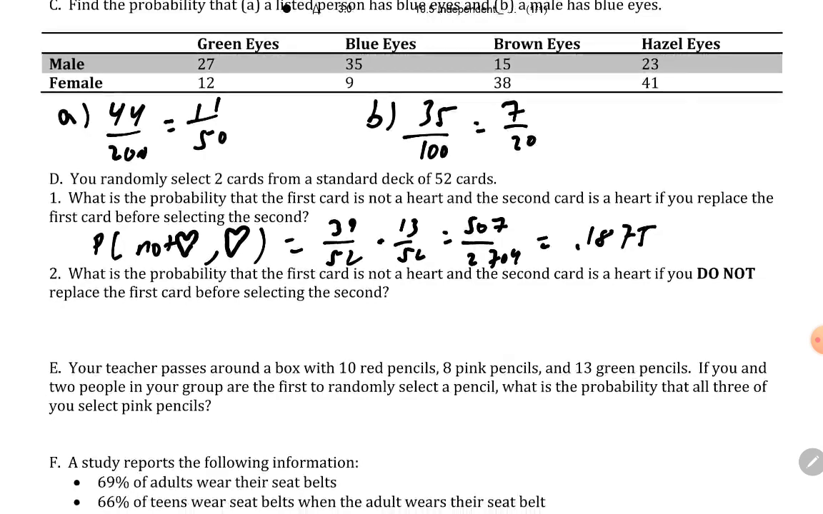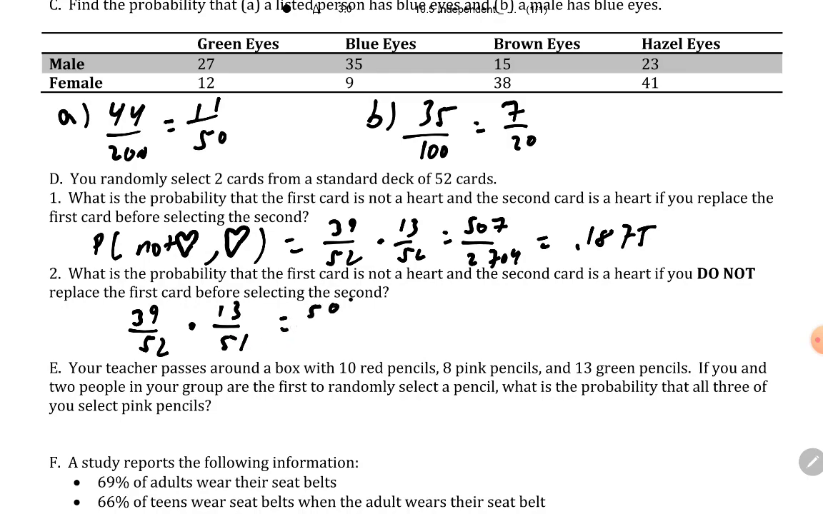Okay, what's the probability that the first card is not a heart and the second card is a heart if you do not replace? Okay, so my first card is not a heart, so there's 39 out of 52. So let's say I draw a Jack of Spades. That means there's 51 cards left because we're not replacing it. But there's still 13 hearts left. So there's 51 cards left. That's why the denominators are different now.